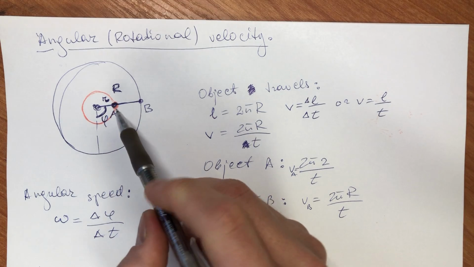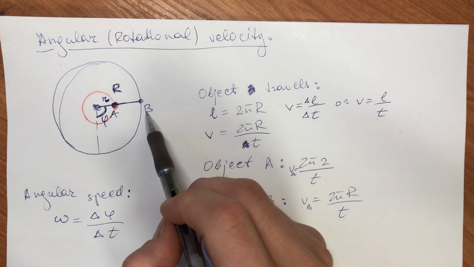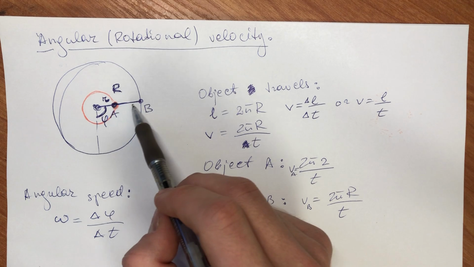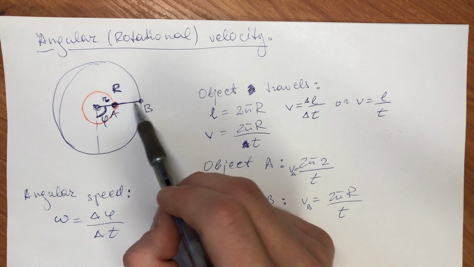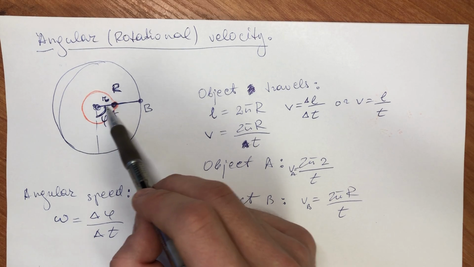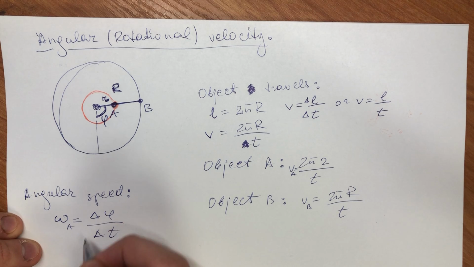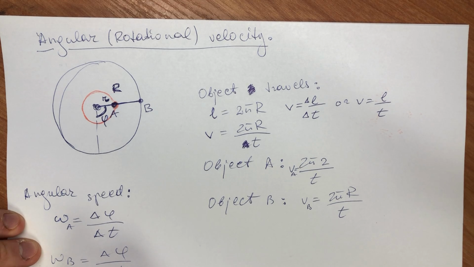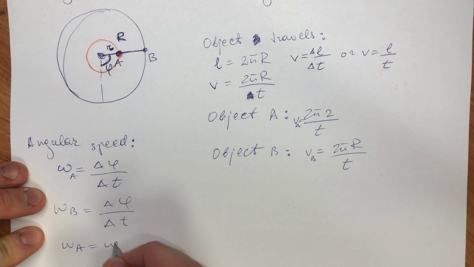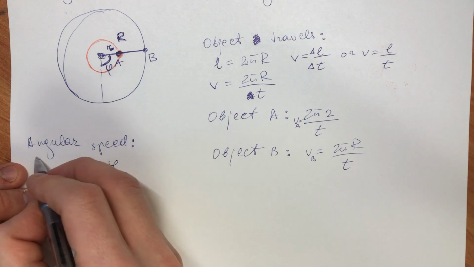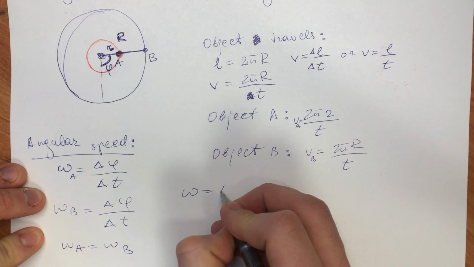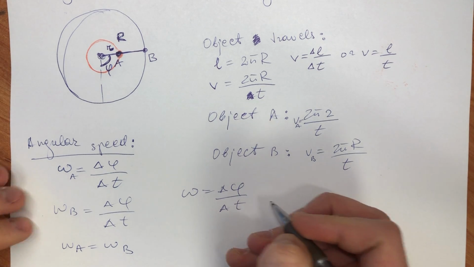So now, object A and object B, they travel the same angle. It doesn't matter the radius or length from the center of the circle that these objects are. So in this case, omega A and omega B are the same. Omega A is this, omega B is this, and they are equal. Omega A is equal to omega B. Therefore, we can define that angular speed is omega, delta phi over delta t.